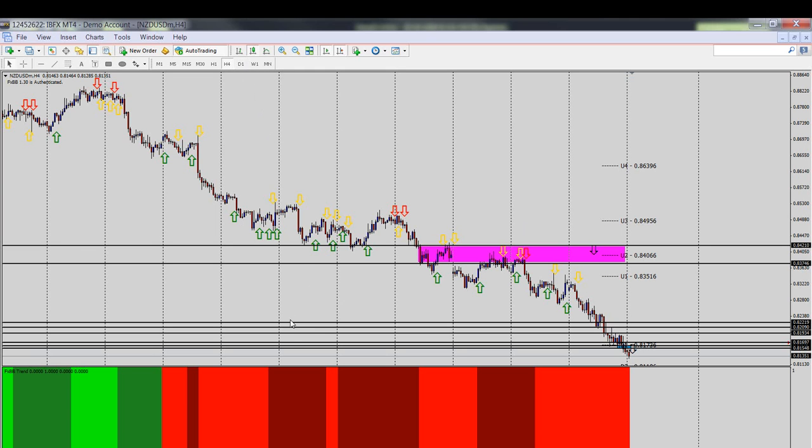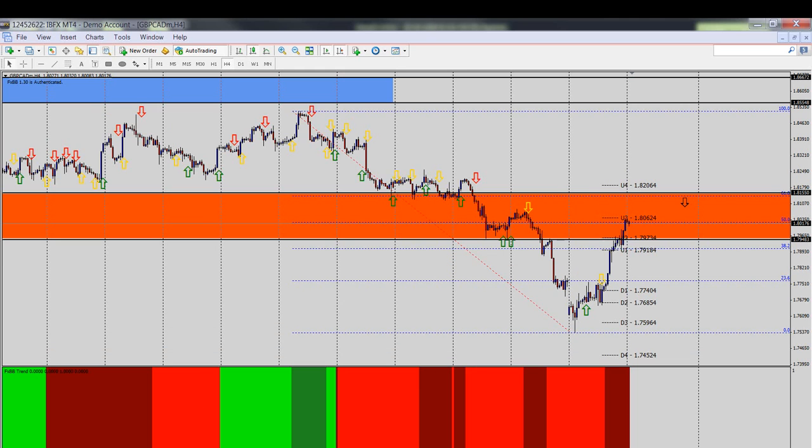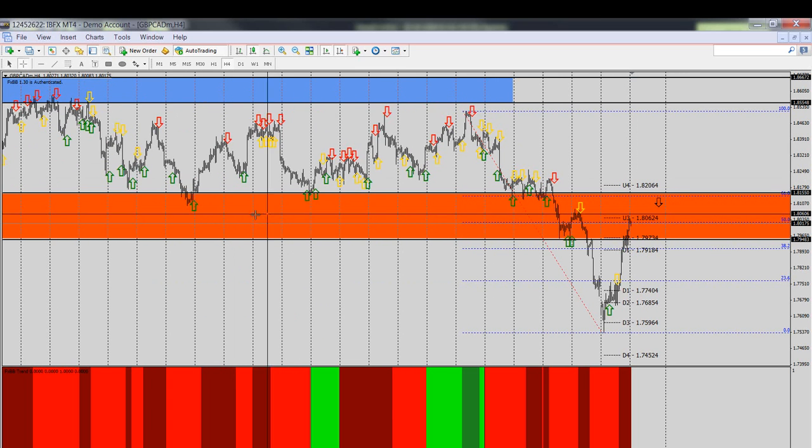So overall, on the bigger time frame, we're definitely looking for some continued movement to the downside. Same thing for pound CAD.